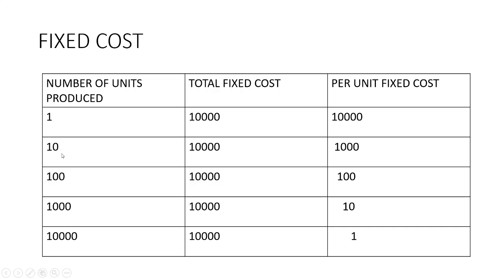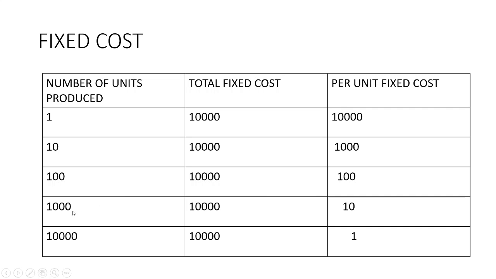Imagine we are producing 10 units. Total fixed cost is rupees 10,000. But the per unit fixed cost has come down. 10,000 divided by number of units 10, so it is rupees 1,000. If you are producing 100 units, the total fixed cost is 10,000. Per unit fixed cost is 10,000 divided by 100 units, 100 rupees.